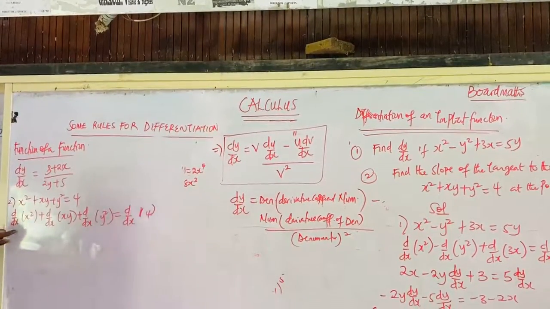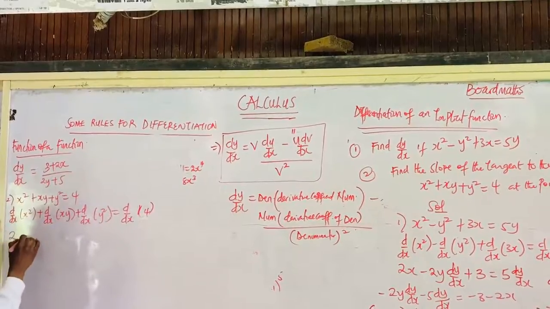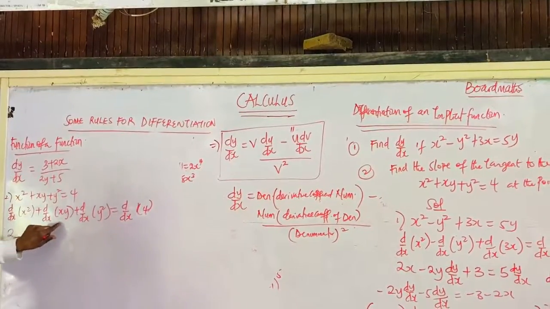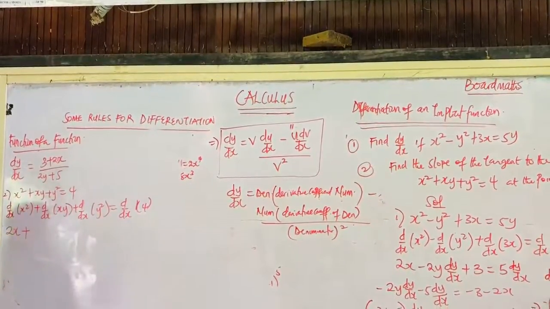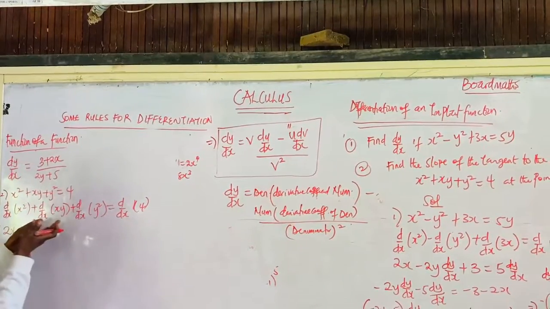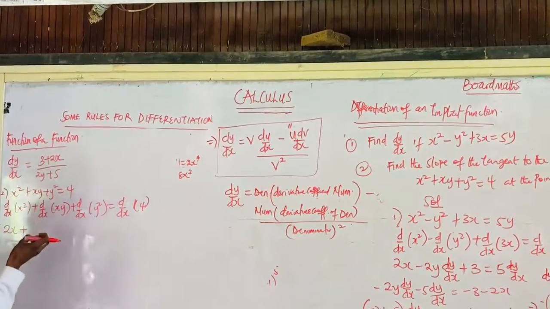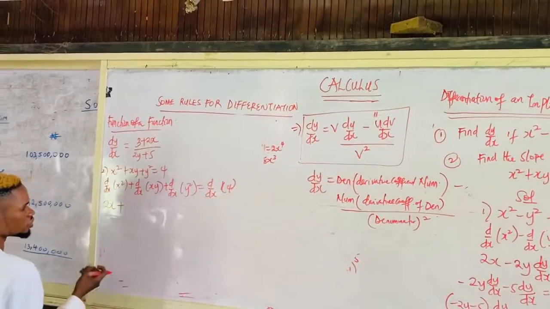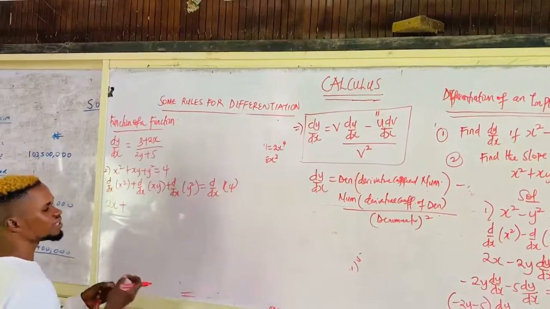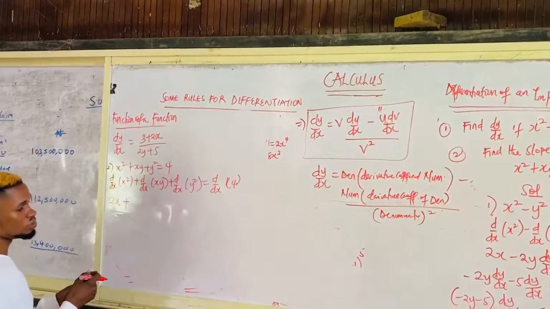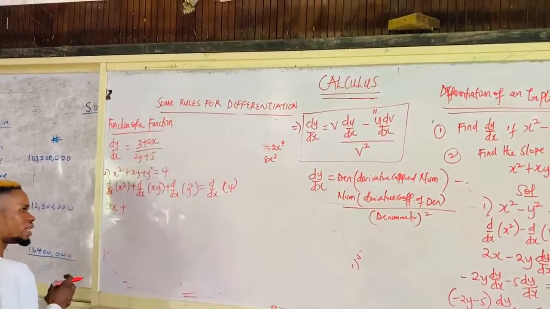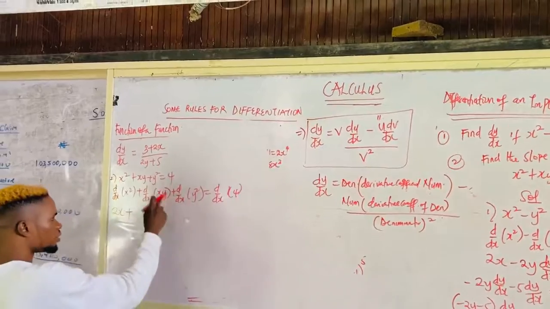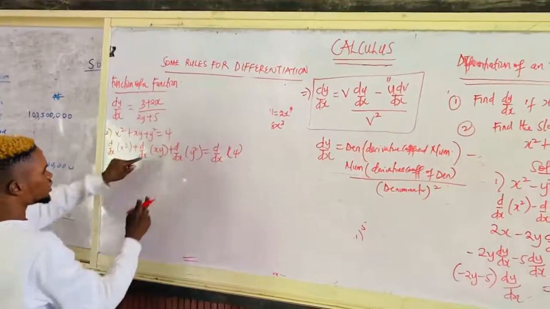So if you differentiate x squared, that's 2x. Differentiate xy with respect to x. Now this is an implicit function, and it's a product of two functions, function x and function y. Product rule: u dv/dx plus v du/dx. You hold one as a constant and differentiate the other, then hold the other as a constant and differentiate this.